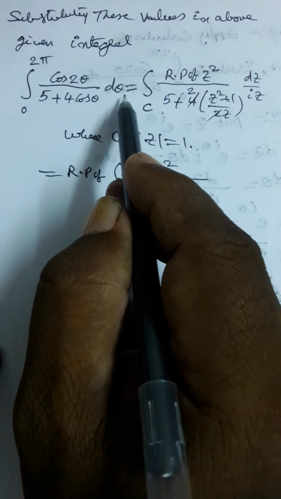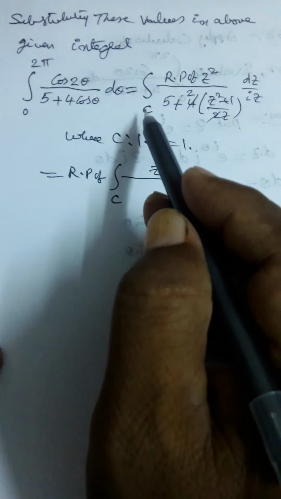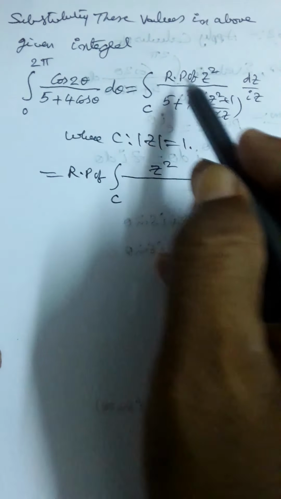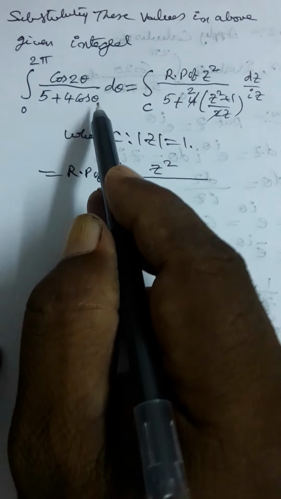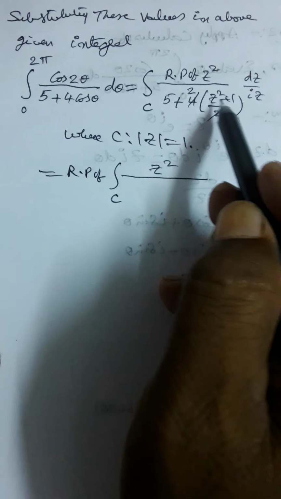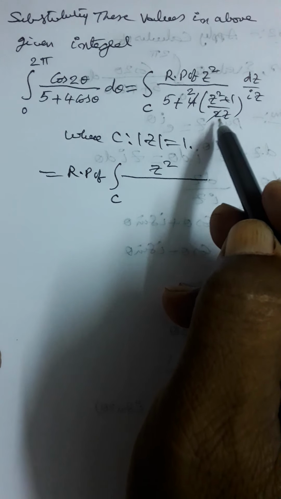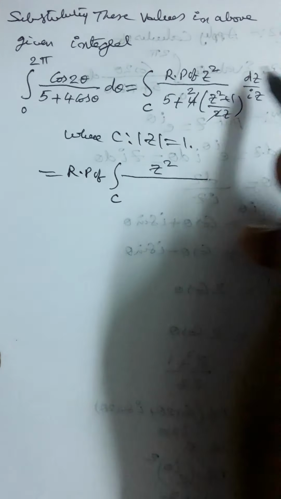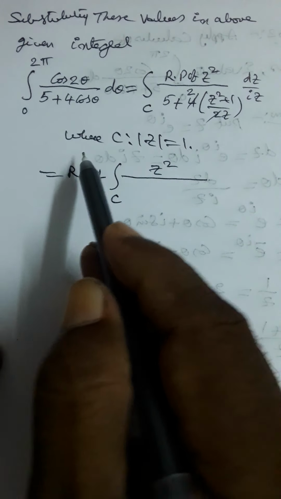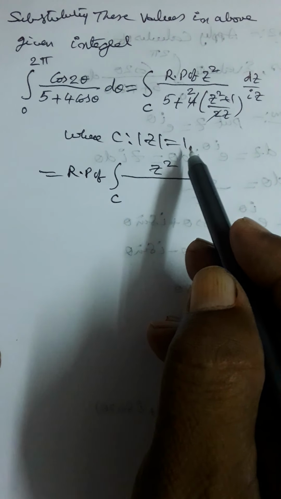Substituting these values in the given integral, the integral from 0 to 2 pi of cos 2 theta by 5 + 4 cos theta d theta is equal to the integral over C. In the numerator cos 2 theta we write the real part of z^2, and in the denominator cos theta is (z^2 + 1)/2z. The 2 cancels, and d theta is dz by iz, where C is the circle mod z = 1.